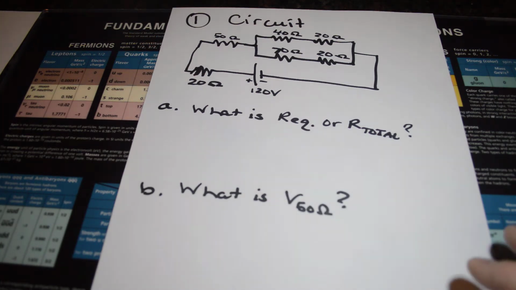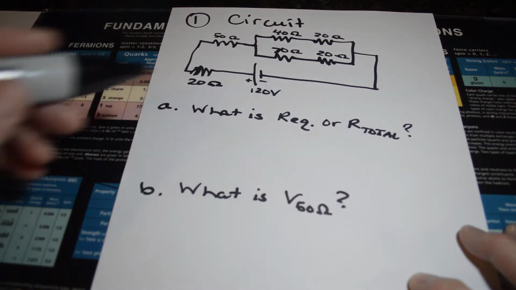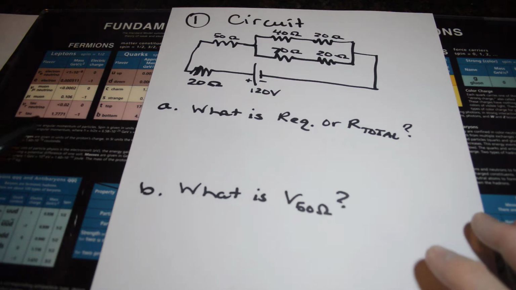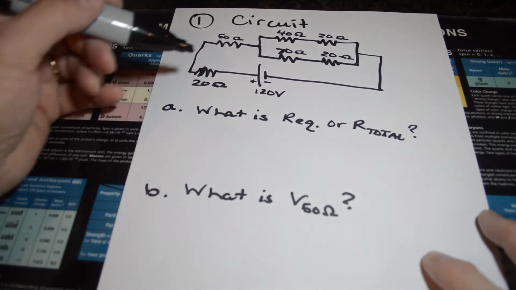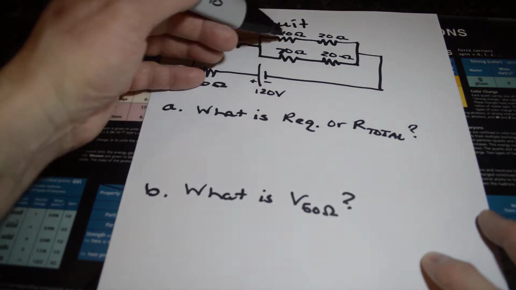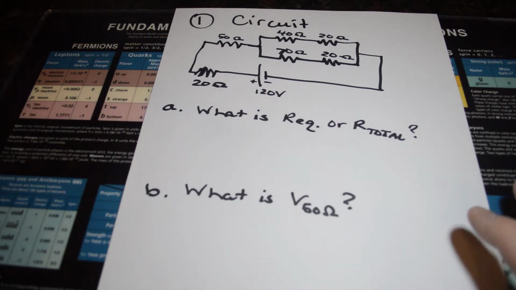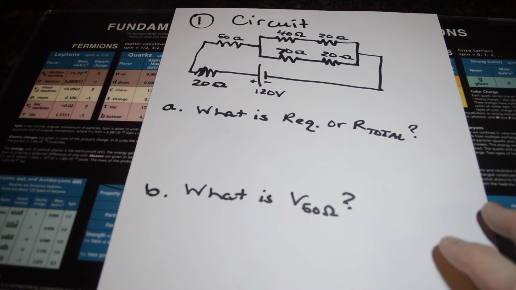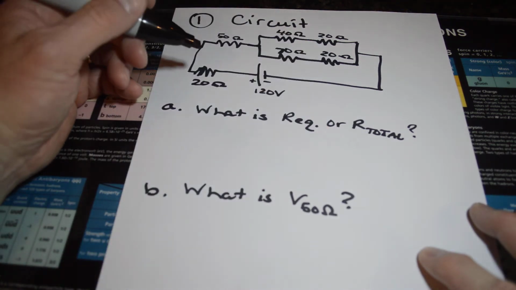So the first question is, what is the equivalent resistance, REQ, or sometimes known as the total resistance? You probably know it as a total, but equivalent means if you took the same current for just one resistor instead of having all 6 of these, what would that equivalent resistor be? So we call it the total resistance, so we're going to try to find that.